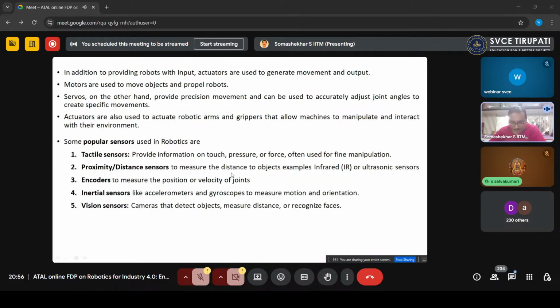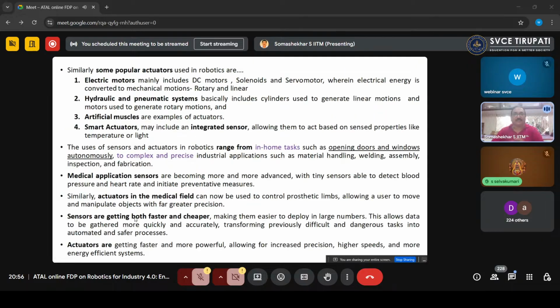The popular sensors are tactile sensors, providing the touch, pressure and force. Proximity sensors are there to measure the distance to objects. They work on infrared or ultrasonic basis. Encoders are there to measure the position or velocity of the joints for the corrections, to place the objects in space. Inertial sensors are there, accelerometer and gyrometer, to measure the motion and orientation of the joints. Vision sensors are very essential to detect the size and shape of the objects in the environment and recognize them.